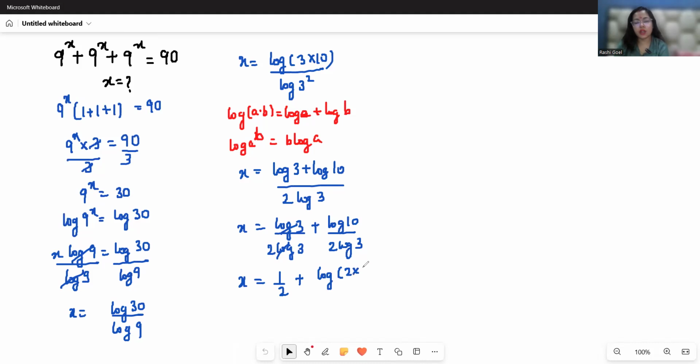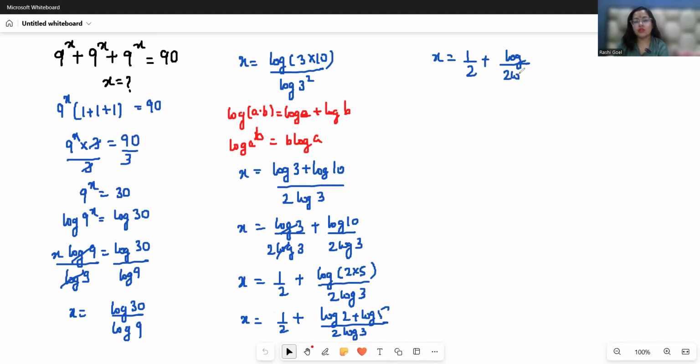I can write 10 as 2 times 5. Again, I'm going to use the same identity. 1 by 2 plus log 2 plus log 5 by 2 log 3. So x equals 1 by 2 plus log 2 by 2 log 3 plus log 5 by 2 log 3.